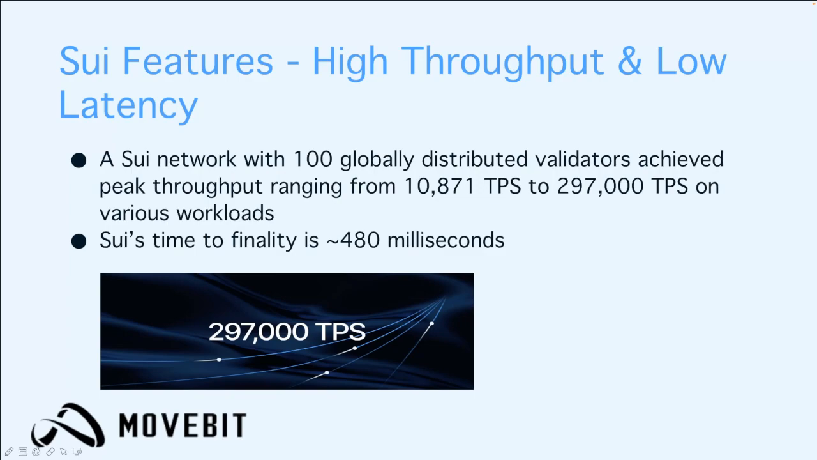A Sui network with 100 globally distributed validators achieves peak throughput ranging from 10,871 TPS to 297,000 TPS on various workloads. And that's really a lot compared to other layer 1 blockchains. Sui's time to finality is only around 480 milliseconds, which is also much faster than other blockchains.